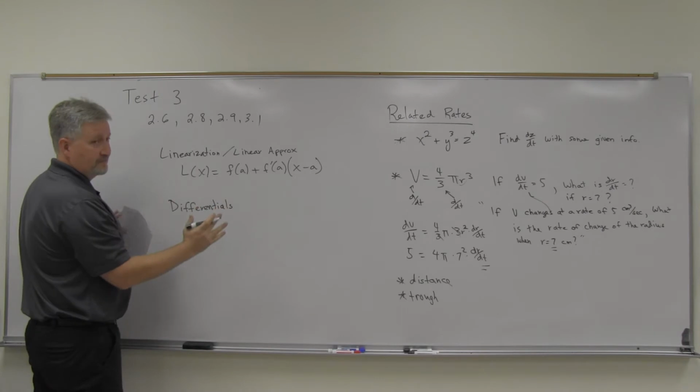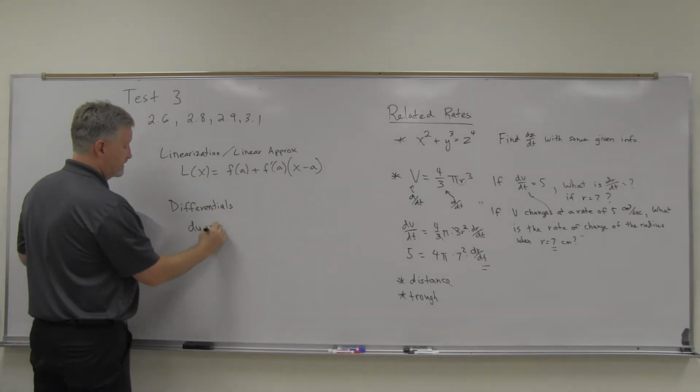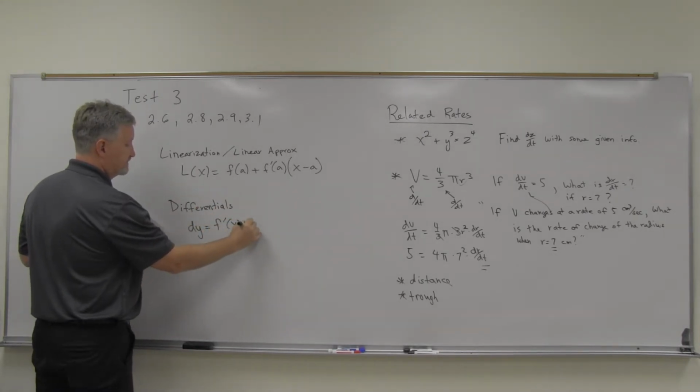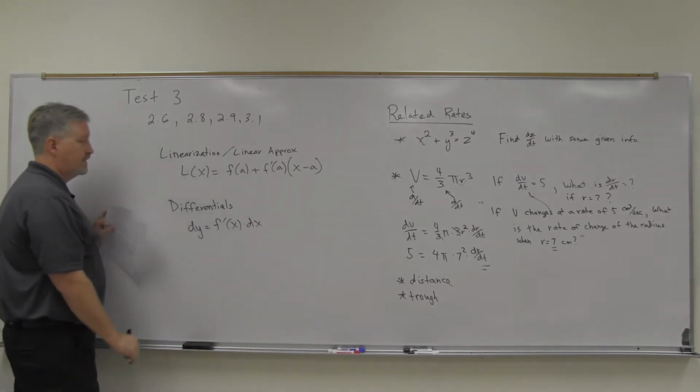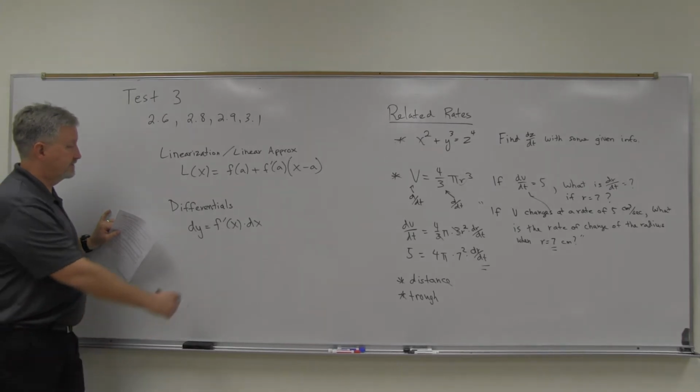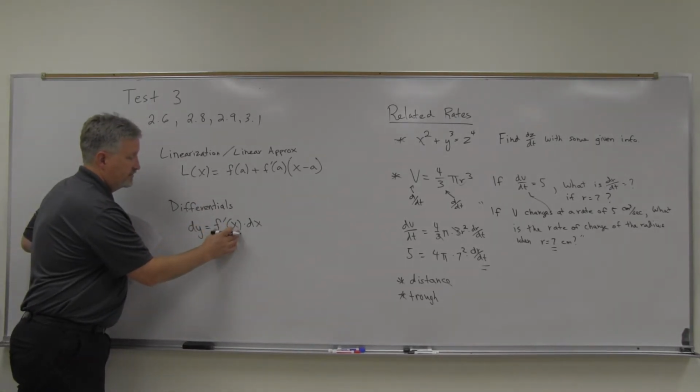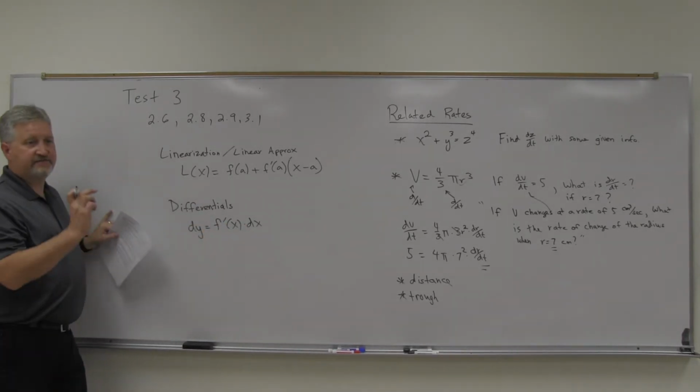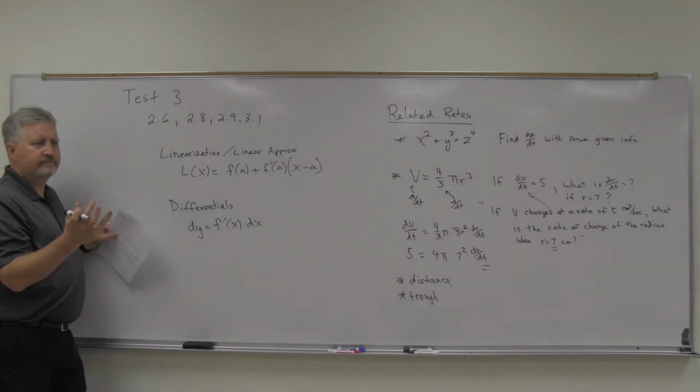But there was a couple of formulas. dy equals f prime of x times dx was your formula there. You just take, at whatever x value, the derivative and then multiply it by the dx value, which, like I said, is your run.